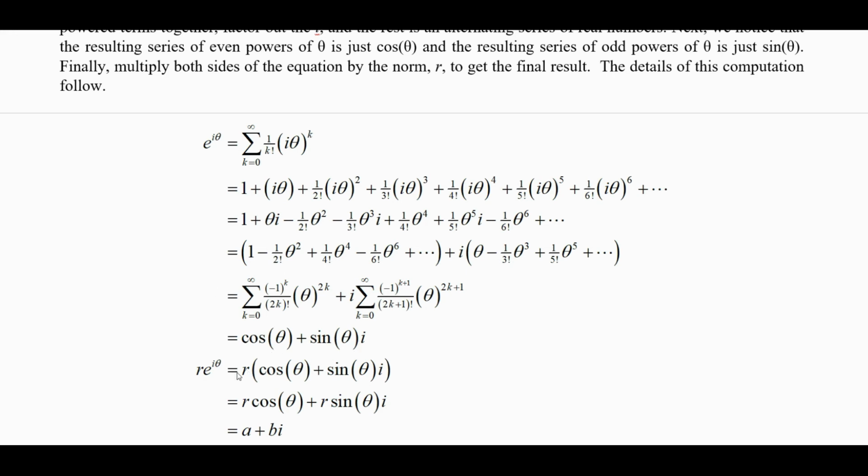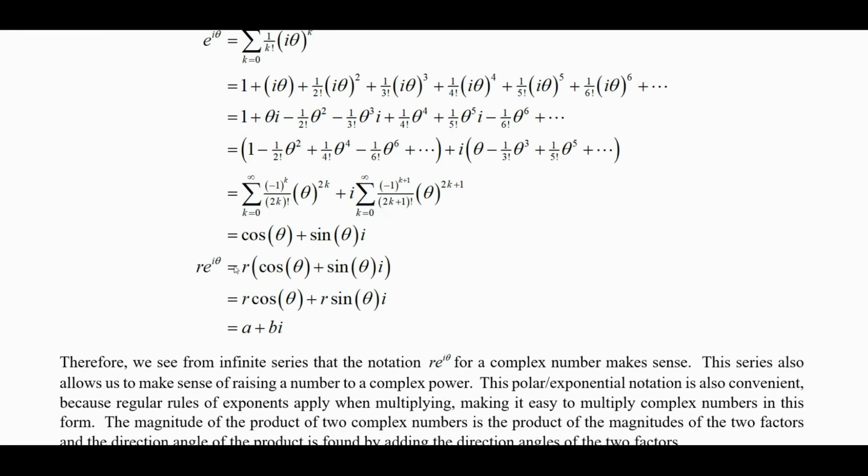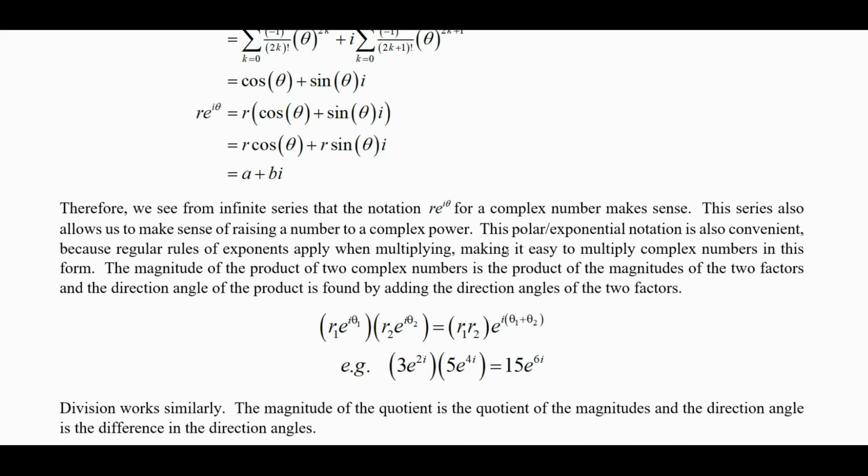Now if you multiply both sides by r, you get r e to the i theta, which is r times this, or r cosine theta plus r sine theta i. But remember, r cosine theta is a, and r sine theta is b. So a plus bi is also written as r e to the i theta. That makes sense with the connection that we have to infinite series. So that's the part I thought you might find pretty cool, and see how that connects to infinite series. And one thing that's really nice of this r e to the i theta form is that it makes sense in terms of the properties of exponents and how we multiply, divide, and do powers and roots.